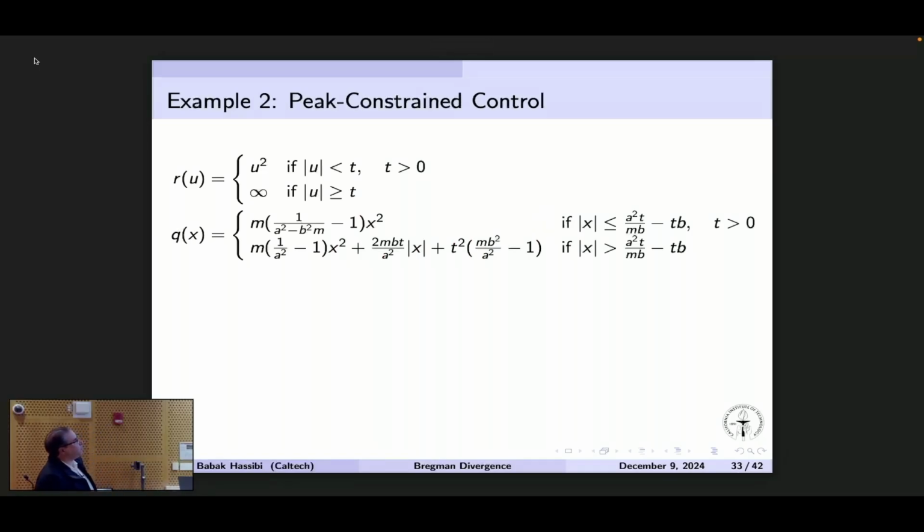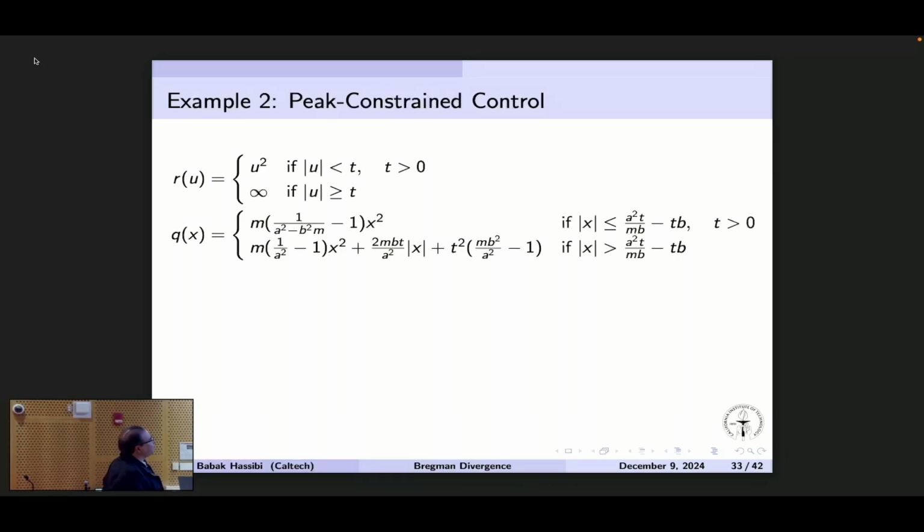We can take a peak constraint control. So this is what we saw earlier. If I'm below a threshold t, I just quadratically penalize. If I'm above t, I'm disallowing it. Okay? So you can go through the machinery. Again, you choose an m, you do Fenchel duals, all this business. You find the q. This is what you get. Again, it's piecewise quadratic.